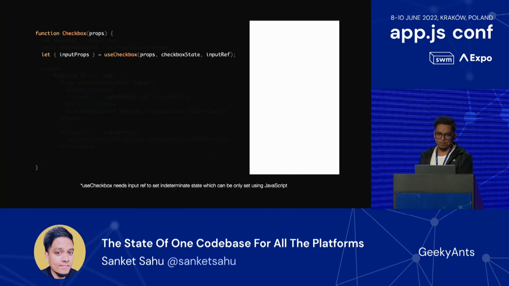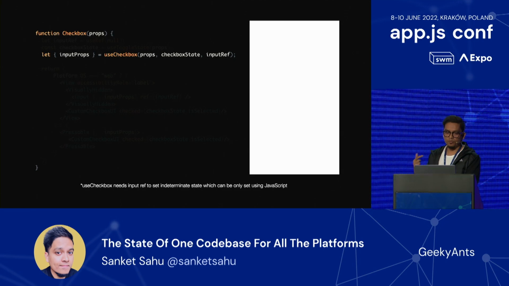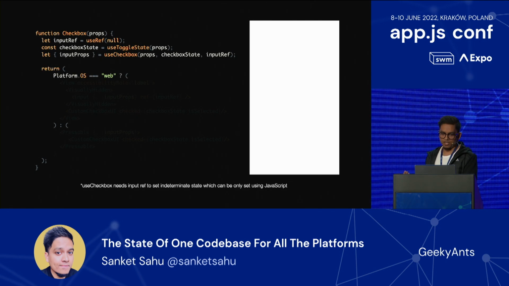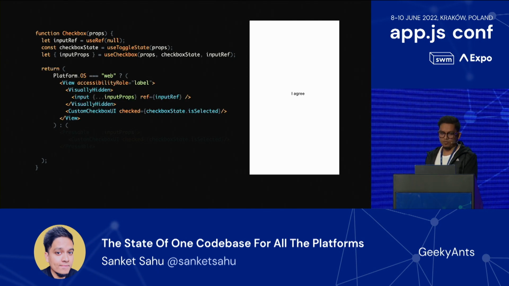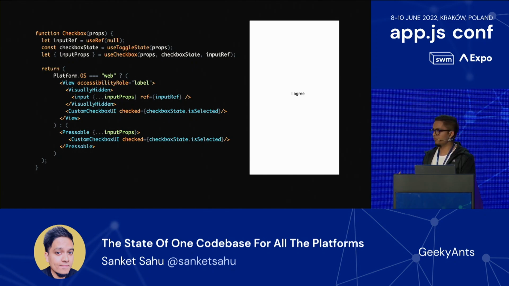So here's a quick example of how you can build a checkbox component which is fully accessible. You import useCheckbox from React Native Aria, and then check for platform. If the platform is web, you can spread it straight away on input props. And then if it is mobile, you can spread it on the Pressable component.